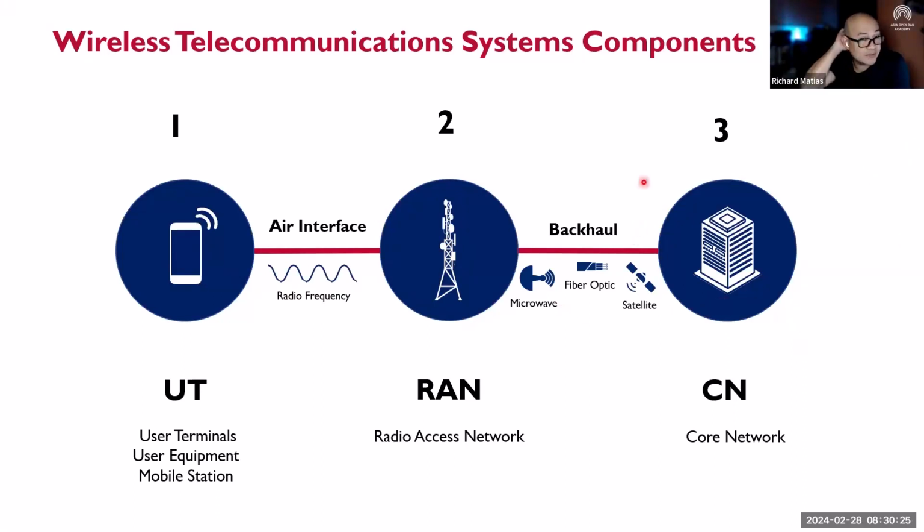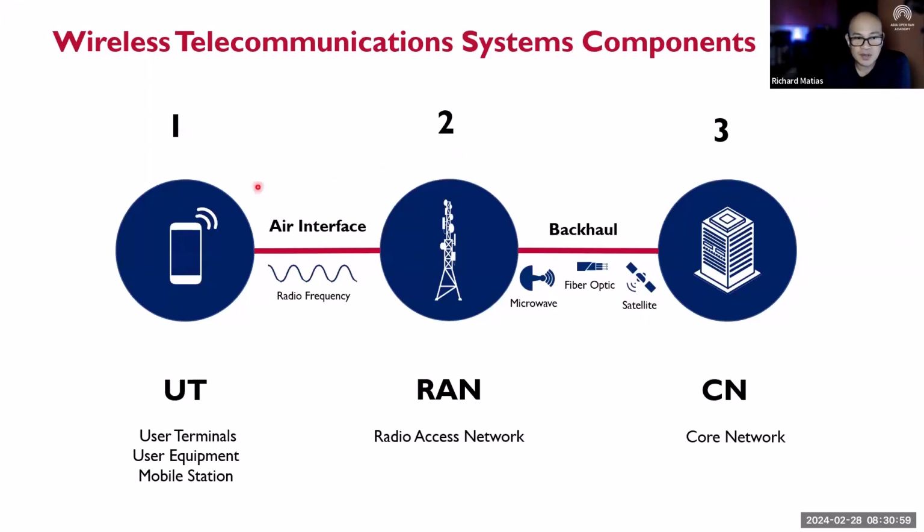So the satellite could be a very small aperture terminal or via Starlink, via low Earth orbit satellites. These three components are very important. In any kind of wireless telecommunications, either 2G, 3G, 4G, or even 5G, these three components must be present. You need to have a user terminal, you need to have a radio access network, and it must be connected to a core network.